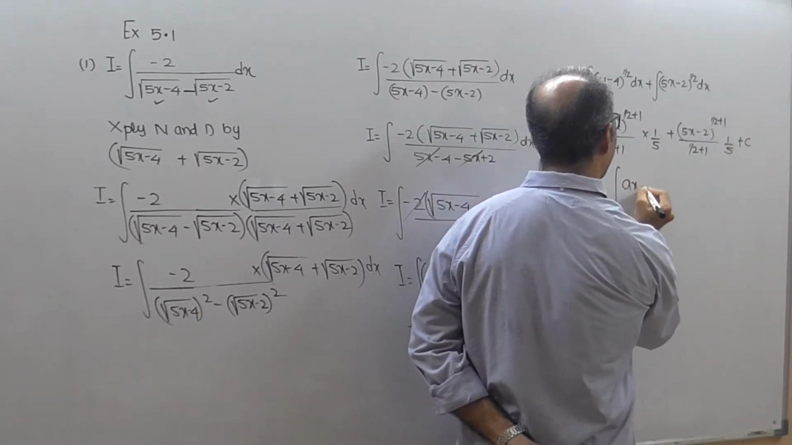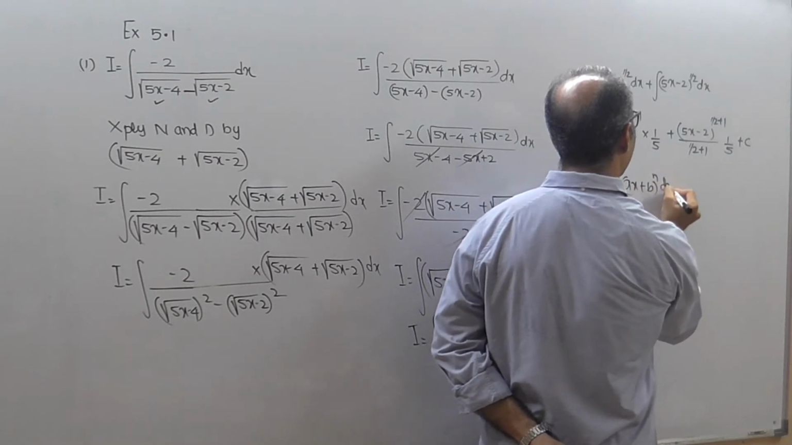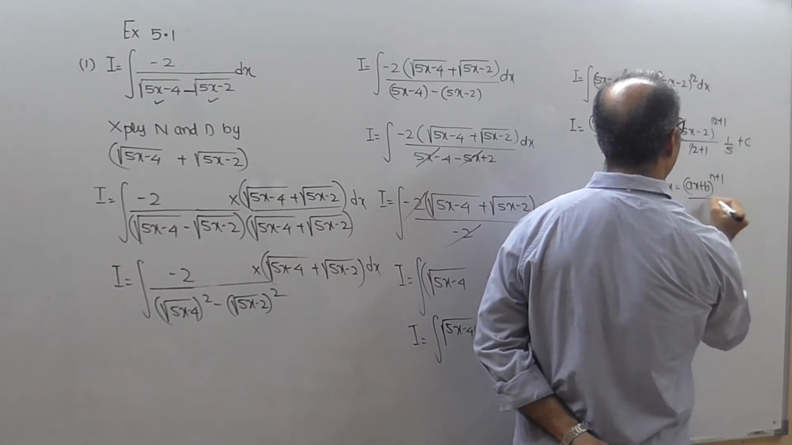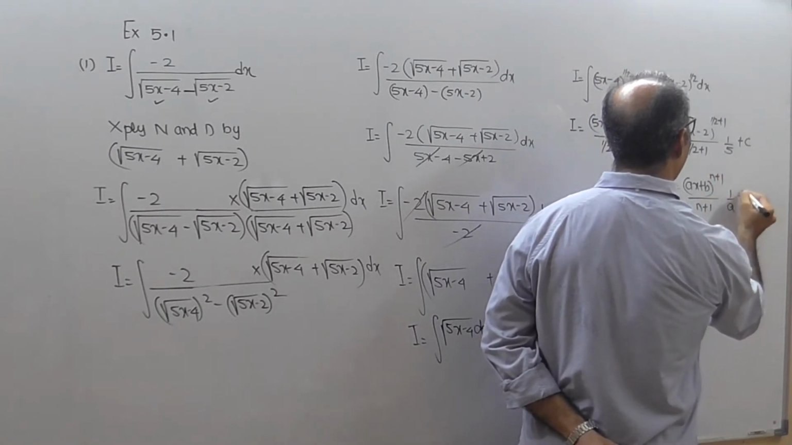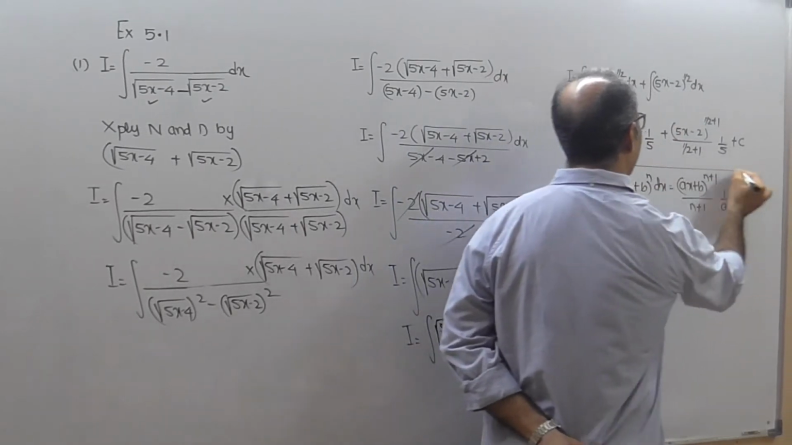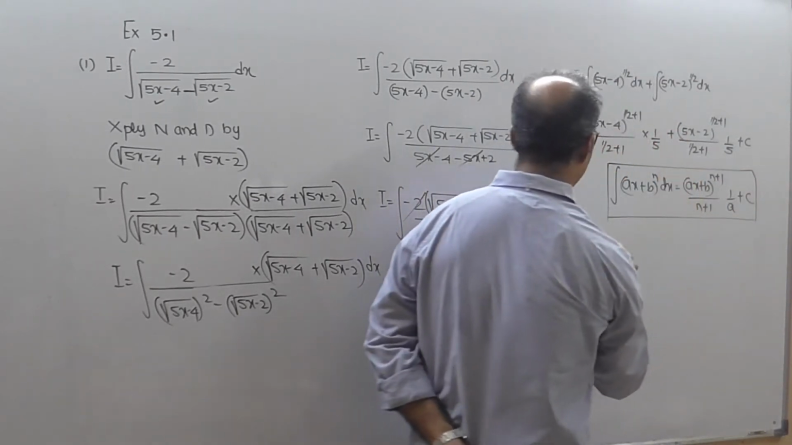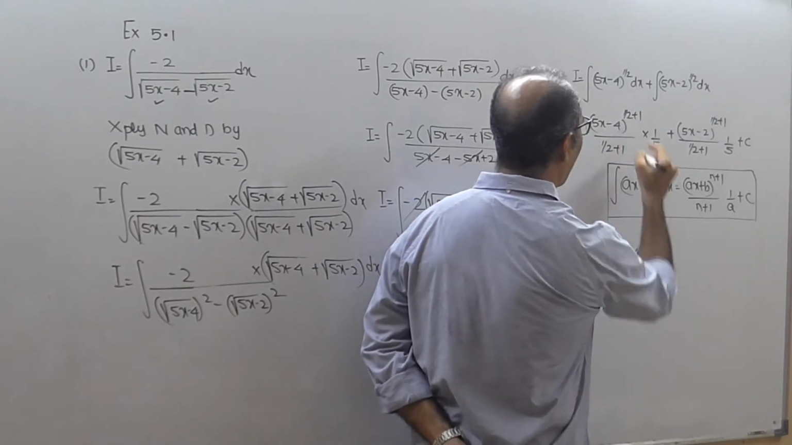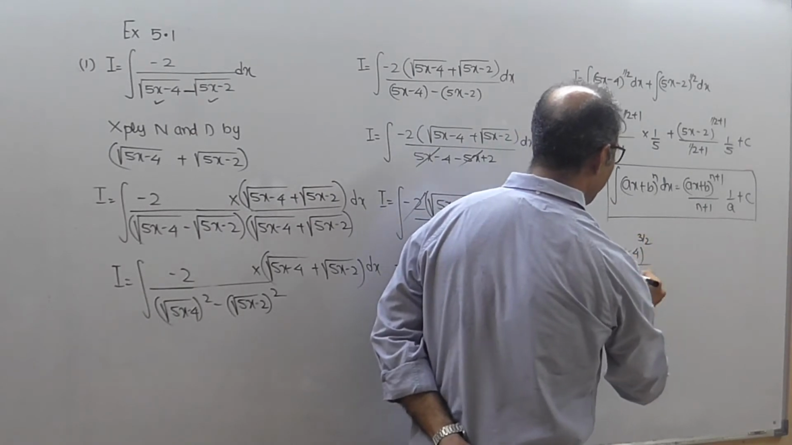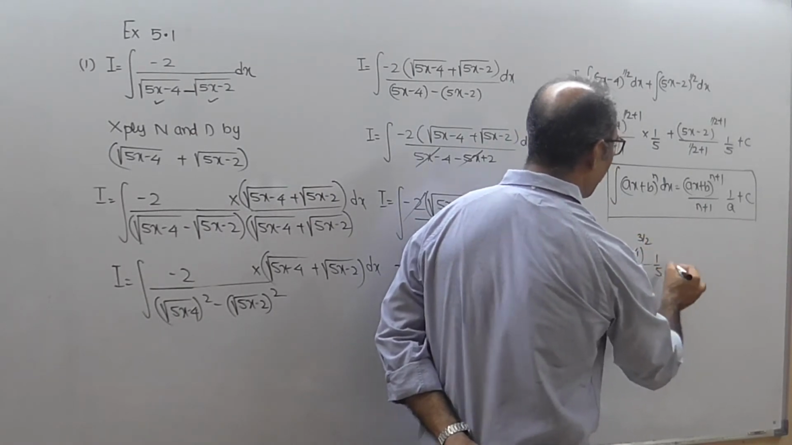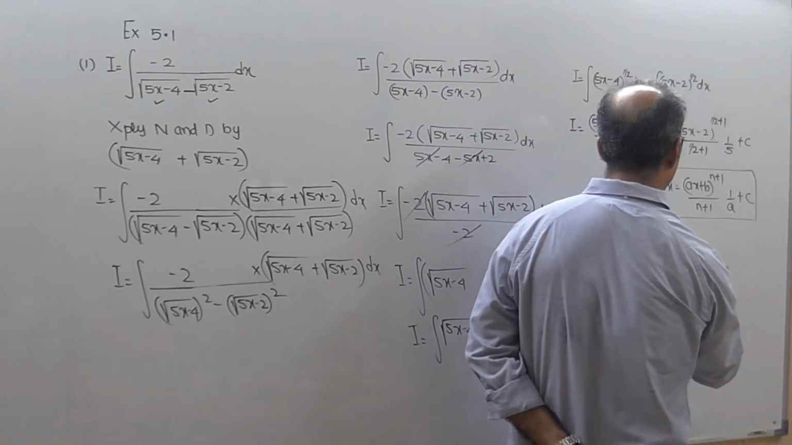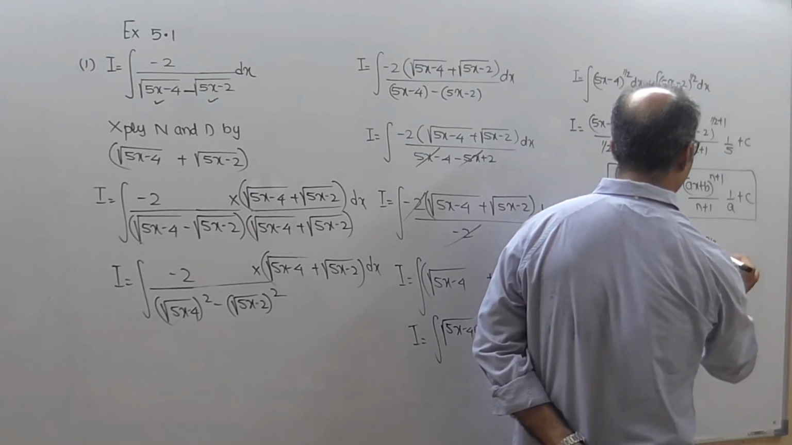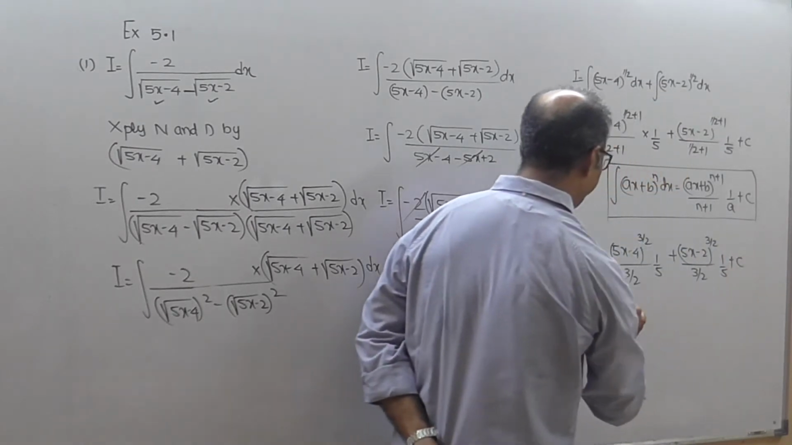So which formula have I used? I've used the formula integration of (ax plus b) raised to n dx, that is equal to (ax plus b) to the power n plus 1, the whole upon n plus 1, multiplied by 1 upon coefficient of x, plus c. Okay, so this is the formula I have used for this. So I equal to, I get this as (5x minus 4) raised to half plus 1, that is 3 by 2, upon 3 by 2, multiplied by 1 by 5, plus (5x minus 2) raised to 3 by 2 upon 3 by 2 into 1 upon 5, plus c.